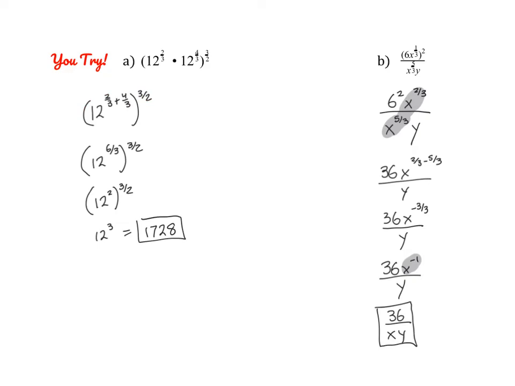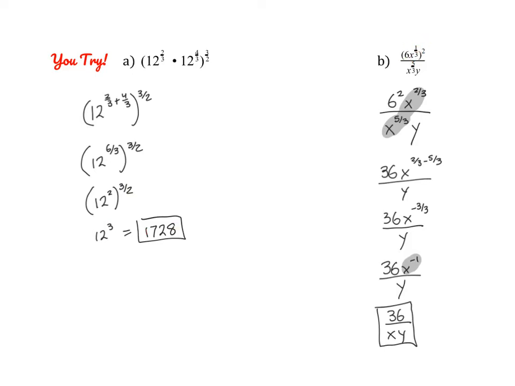All right, so go ahead and check your work here. In part A, again, here we're multiplying two terms with the same base, so we add up the exponents, so that gives us 12 to the power of 6/3, which is 12 squared. And then here we're raising a power to a power, so we multiply, and it actually ends up giving you 6 over 2, which is 3, and 12 cubed is 1,728.